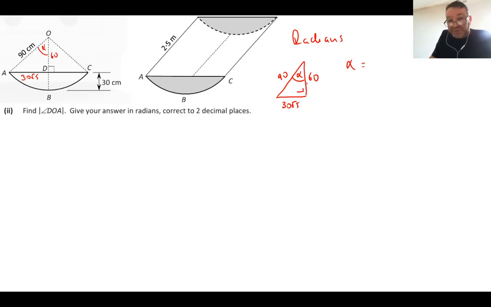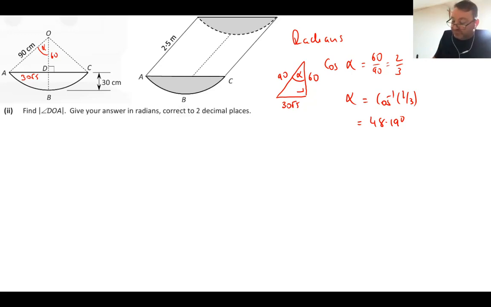hypotenuse and the adjacent. And the only function that uses the adjacent and the hypotenuse is the cosine, and the adjacent over the hypotenuse is 60 over 90, both of which are divisible by 30, better known as 2 over 3. So if I want to work out the angle, all I have to do is get the inverse cosine of 2 over 3, and you'll be delighted to know I have that done also. That comes out as 48.19 degrees. Now look, don't worry about radians for the moment.